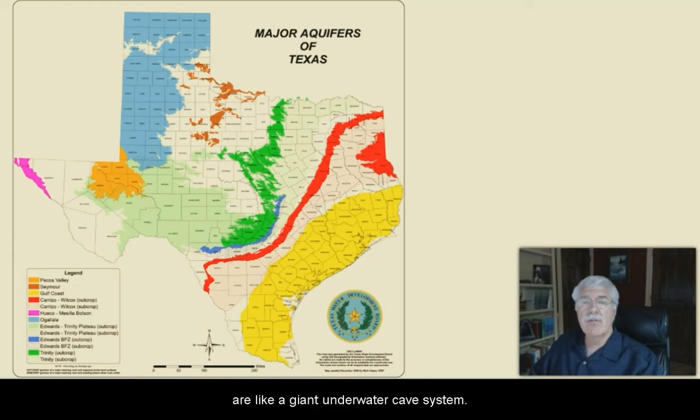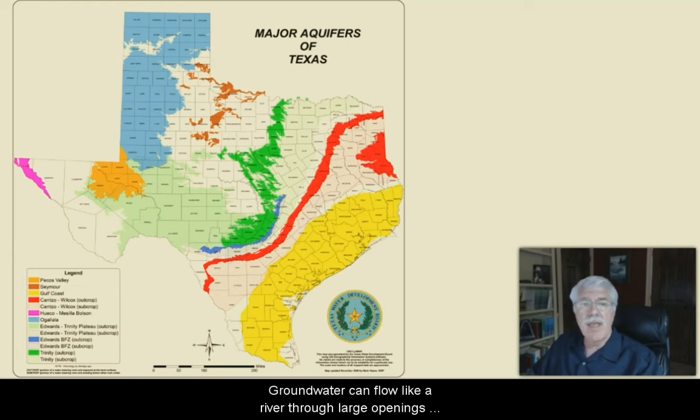Groundwater can also be very new. Water that falls as rain and enters the Edwards Aquifer near San Marcos, for example, can be found emerging from springs just a few days or even hours later. Parts of the Edwards Aquifer are like a giant underground cave system. Groundwater can flow like a river through large openings in the underground limestone and marble rock that forms this aquifer.